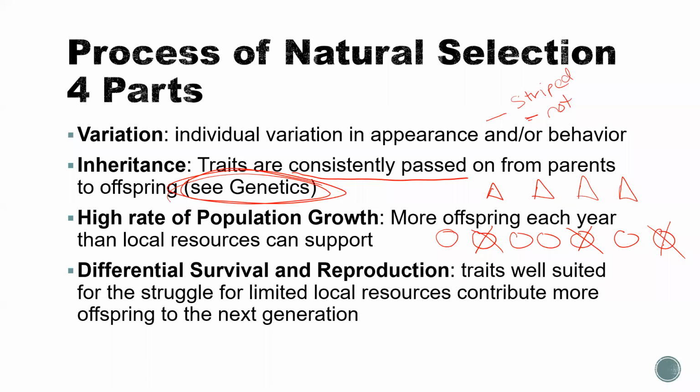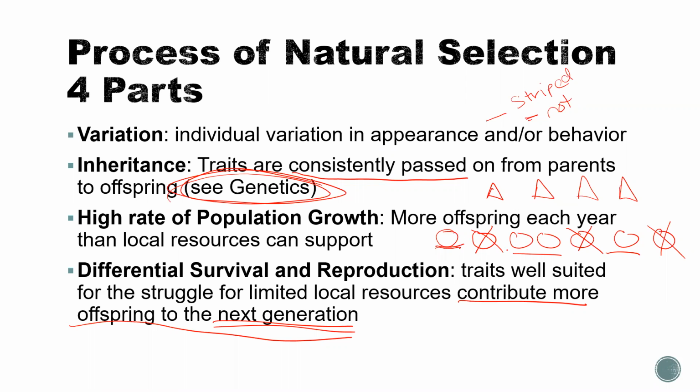They don't have the right kind of appearance or the right kind of behavior in order to survive that struggle for the scarce resources. That is where we get to our differential survival. So these ones showed differential survival. They survived, and therefore they can contribute more offspring to the next generation. This is key. This is so important. They have to pass those genes on in order for natural selection to take place.